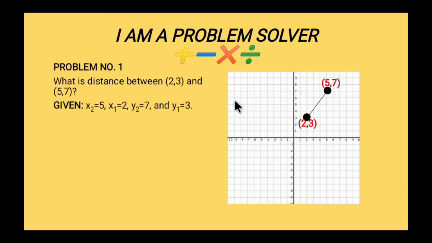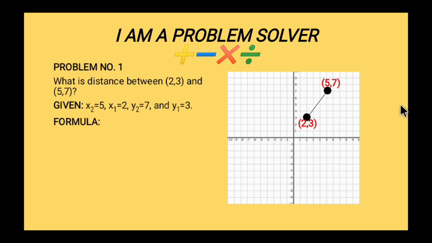So we have the given that x sub 2 is 5. Bakit po x sub 2? That is the second given. So we have x sub 1 such as the 2. So, x sub 1 and x sub 2, first given and second given of x's. Next, we have the y sub 2 is equal to 7. Then we have y sub 1 is 3. So y sub 1 and y sub 2. Those givens indicate the x's and y's.